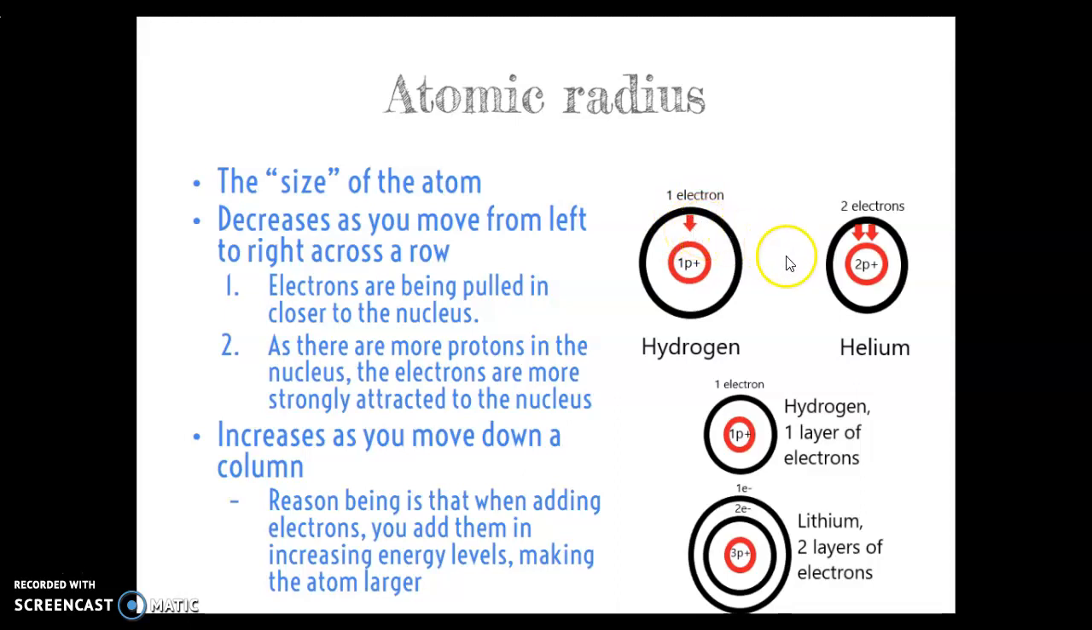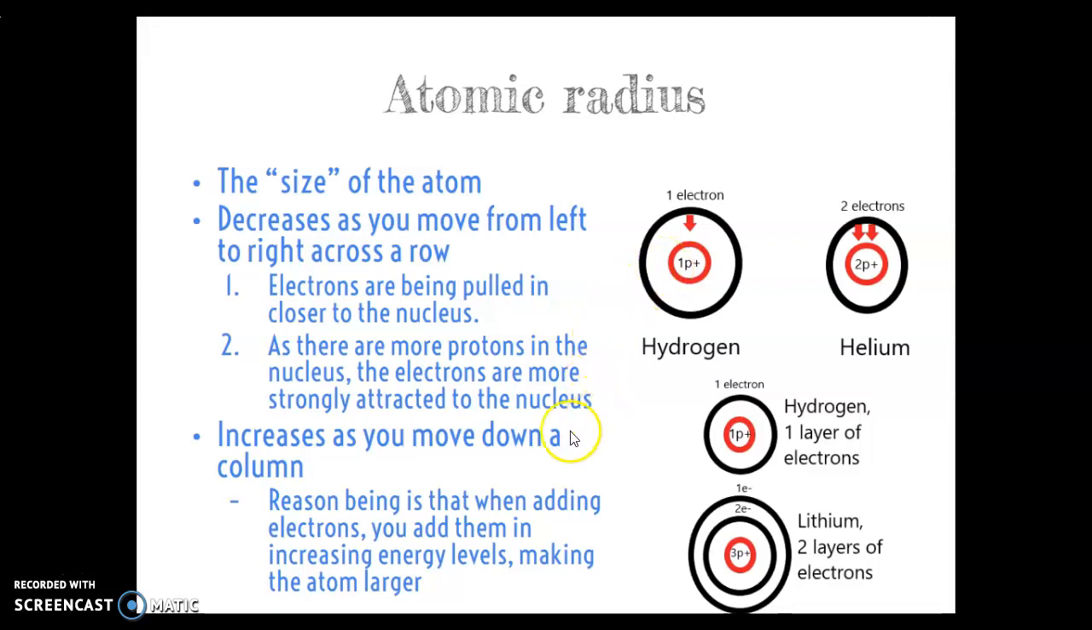Helium then has two protons in the nucleus, and it has two electrons, but those two electrons are in the same energy level, right? They're in the same circle outside of the nucleus. So they are both drawn towards those two protons, right? Each electron feels the charge of two protons in helium as opposed to the one proton in hydrogen. And so the electrons are pulled closer to the nucleus. That decreases the size of the atom as you move across a row.